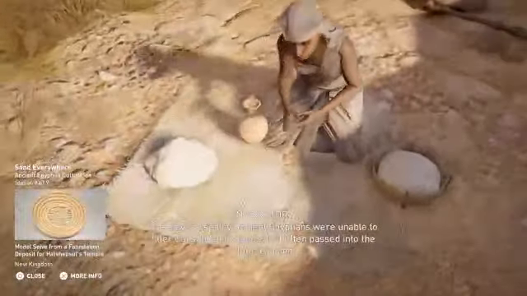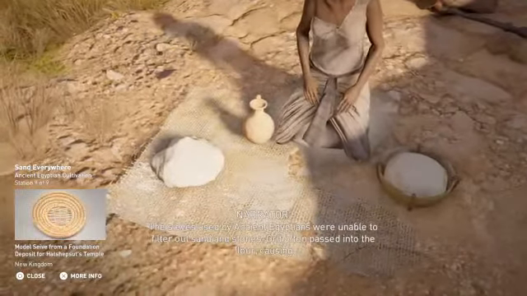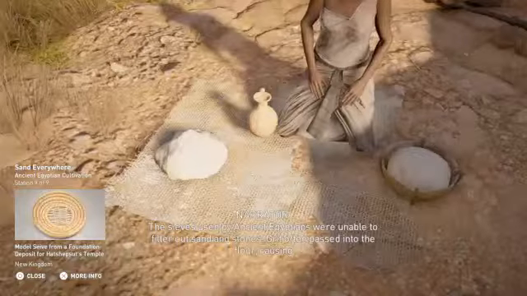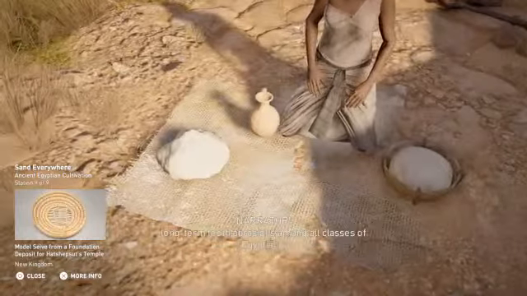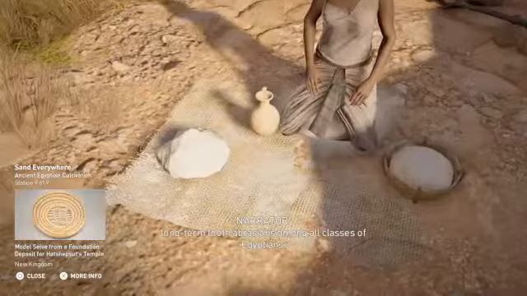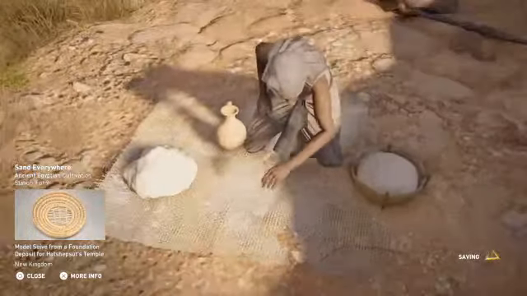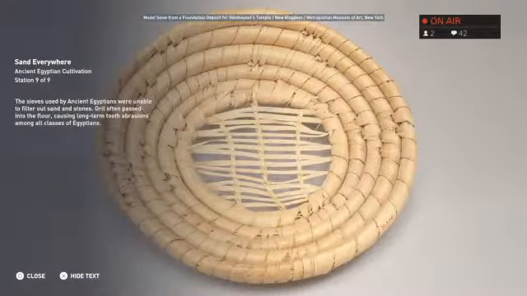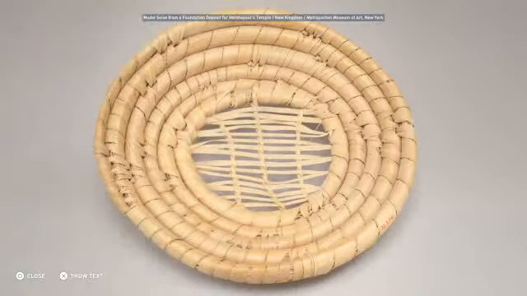The sieves used by ancient Egyptians were unable to filter out sand and stones. Grit often passed into the flour, causing long-term tooth abrasions among all classes of Egyptians. And there you see it, the model sieve from a plantation deposit for Hatshepsut's Temple, New Kingdom, Metropolitan Museum of Art in New York.